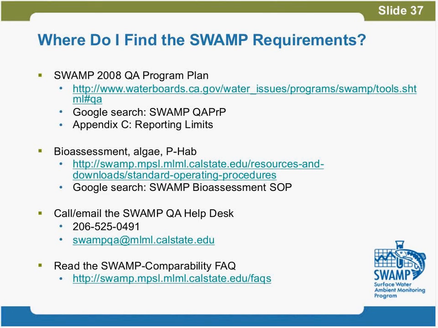This is one of those slides that I talked about earlier that has websites and information and phone numbers on it that I'm not going to go through, but you have it as a reference if you should need it later, such as finding where the 2008 Quality Assurance Program Plan is and how to get to its reporting limits. But the main thing to remember about SWAMP, if you want your project or program to be SWAMP comparable, is that currently SWAMP does not require specific reporting limits and leaves that up to the project or program to determine.